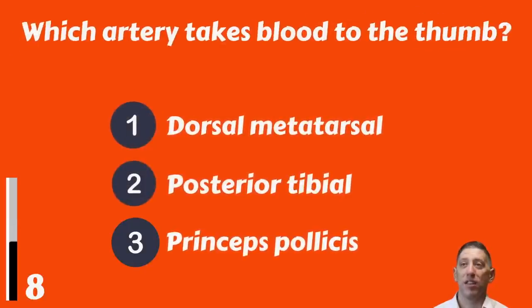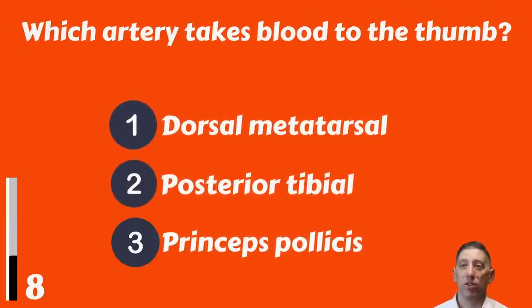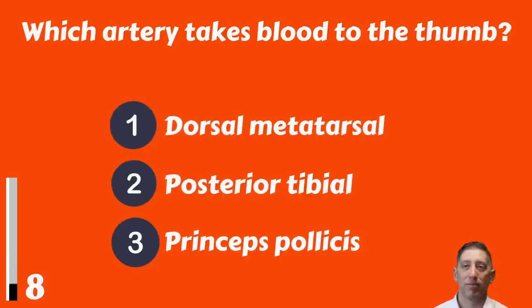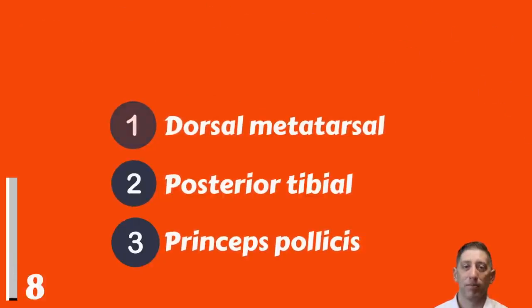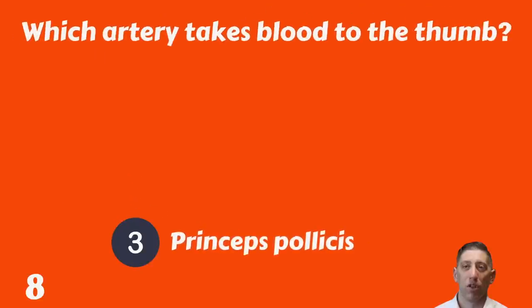Which artery takes blood to the thumb? Dorsal metatarsal, posterior tibial, or princeps pollicis? Princeps pollicis.